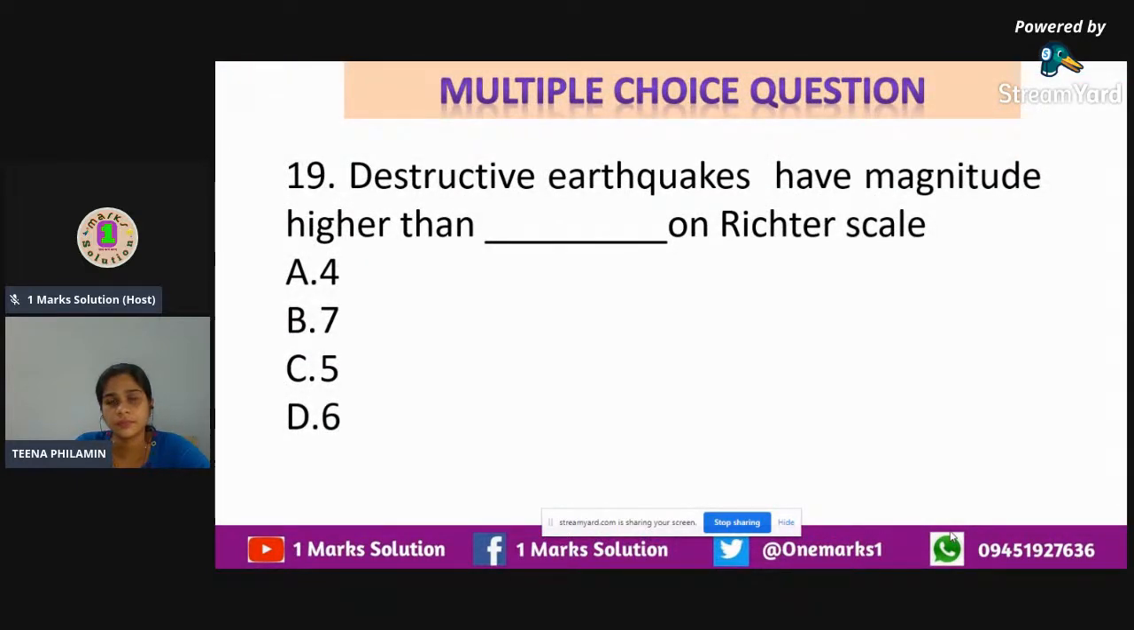19th question. Destructive earthquakes have magnitude higher than dash on Richter scale. The Richter scale indicates the magnitude of earthquakes. We need to know that the Richter scale is not a linear scale. Why? Because if earthquakes happen in two different places with magnitude 2 and magnitude 1, the earthquake with magnitude 2 will have 10 times greater destructive power than the magnitude 1 earthquake. That is why we call the Richter scale not a linear scale. But destructive earthquakes will always have a magnitude greater than 7 on the Richter scale. So the answer is 7.